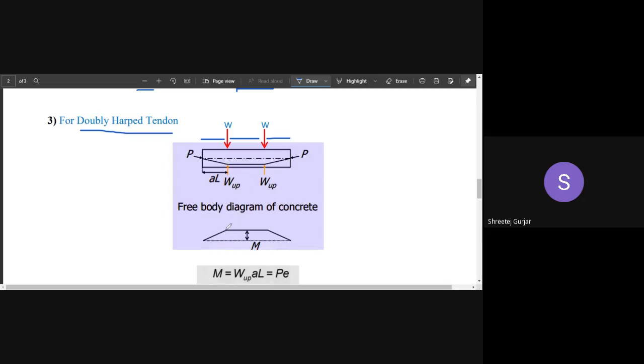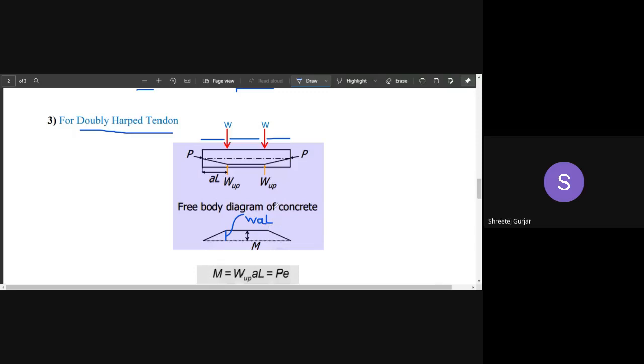So the bending moment over here will be what? It will be W into AL. So AL is this distance, which is nothing but L by 3, right? Or if it is not L by 3, if it is any varying distance, you can calculate this distance. If it is not equal, you can calculate this distance and multiply that by W.